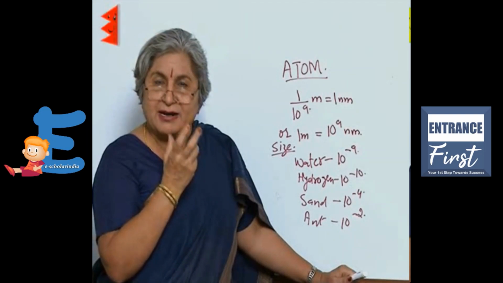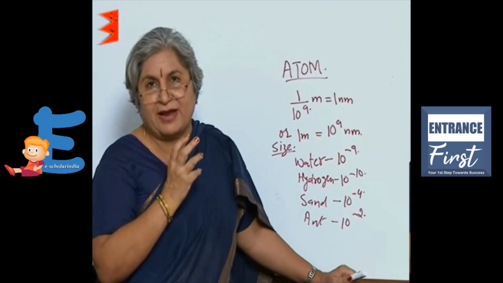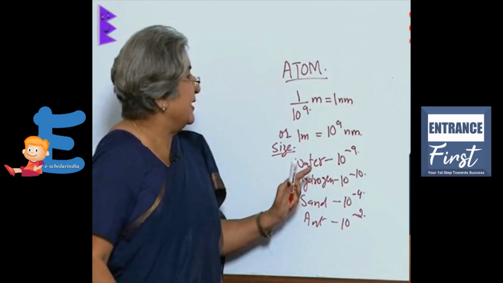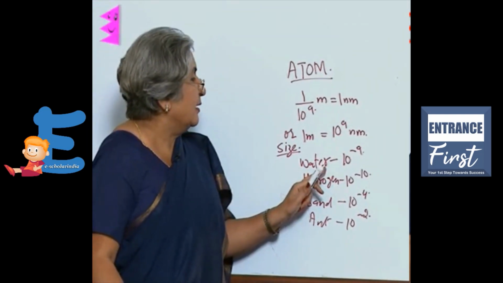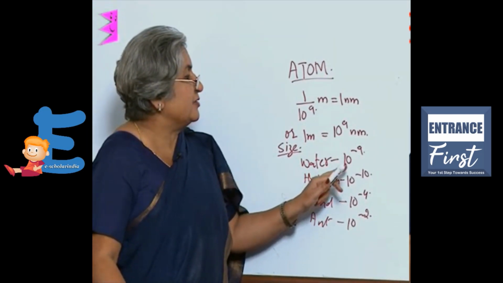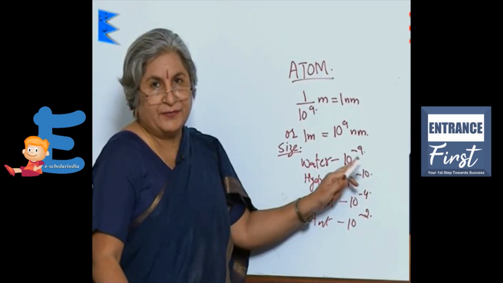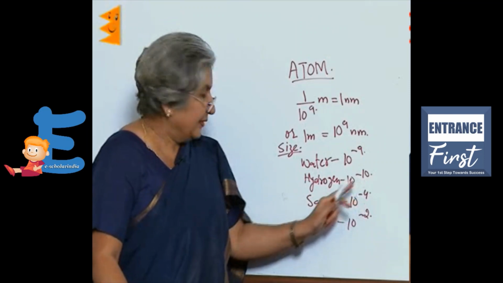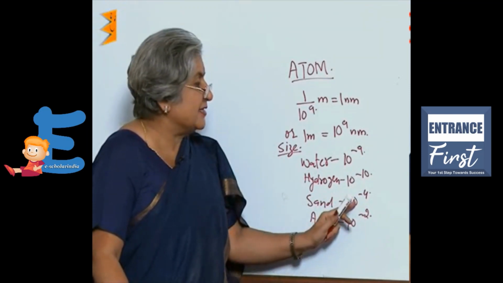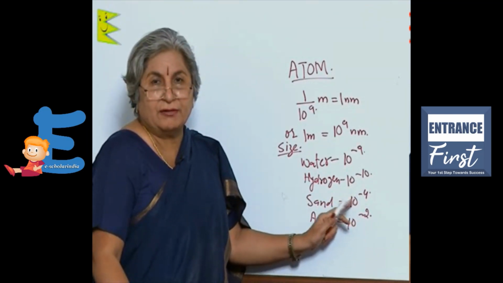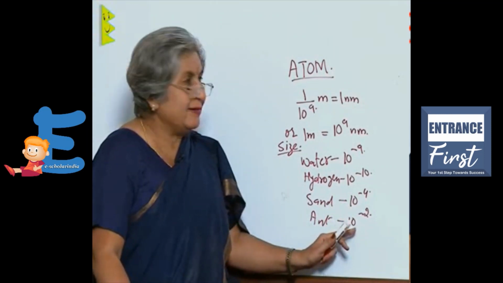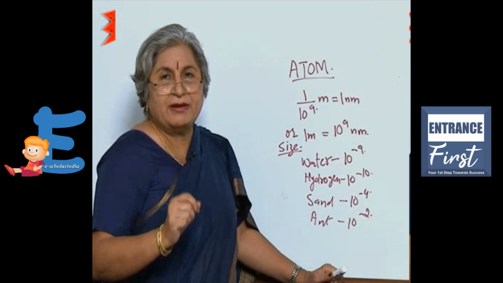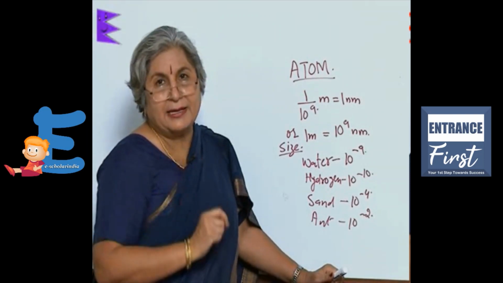If we try to understand the relative size of an atom in terms of radius, what we find is that in the case of water, the radius is 10 raised to the power of minus 9. In hydrogen, 10 raised to the power of minus 10. A sand grain is 10 raised to the power of minus 4, and an ant 10 raised to the power of minus 2. How can we measure an atom?